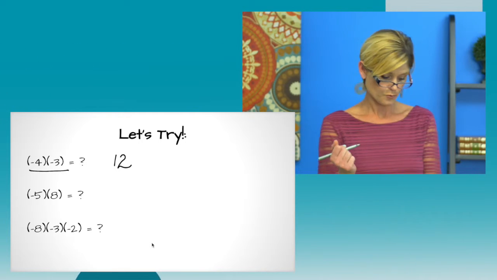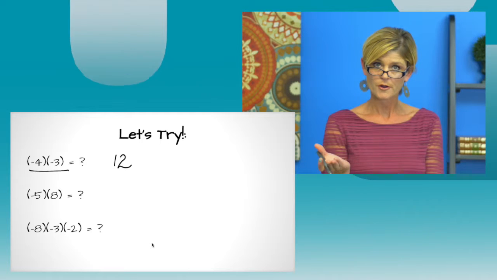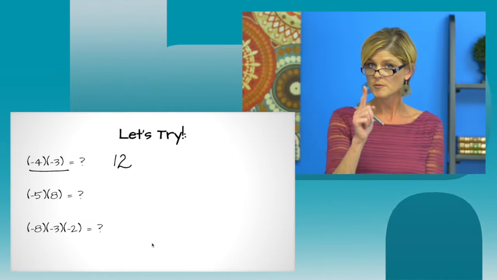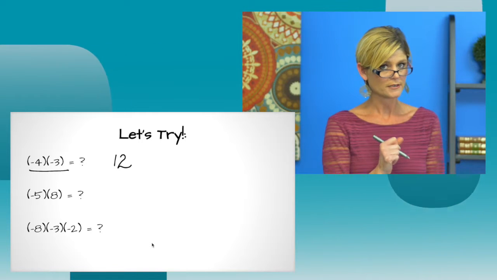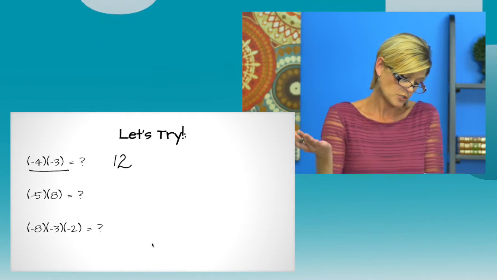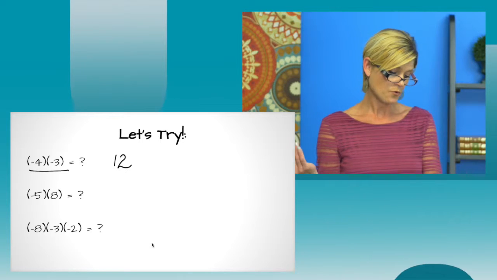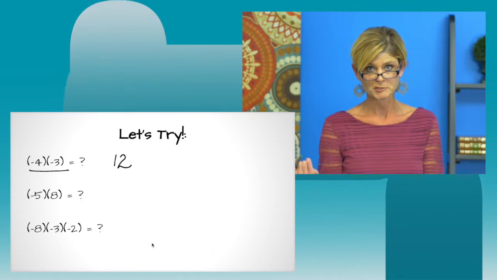And then I look at, are they positives or are they negatives? Okay, well, I've got 2 negatives. Remember, if the signs are the same, there's that funny saying again, 2 negatives make a positive. So that's actually done. A negative 4 times a negative 3 is positive 12.